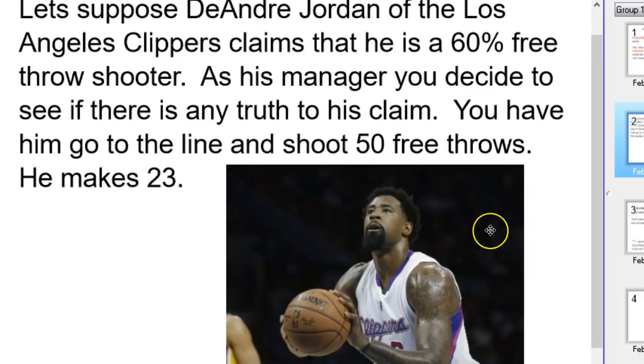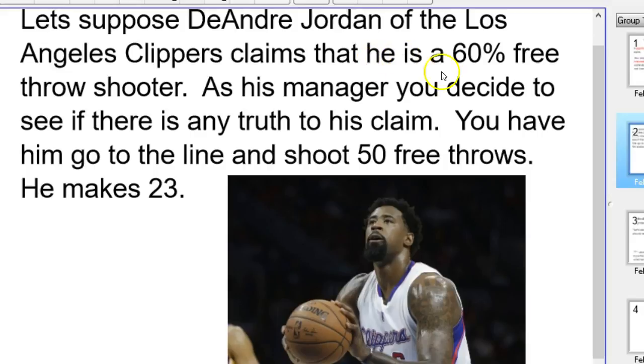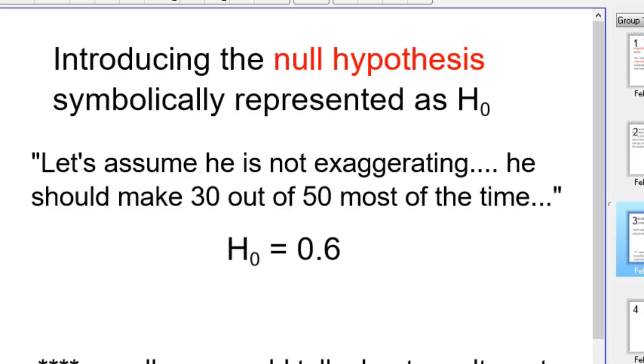As a manager, or as his manager, you decide to see if there's any truth to his claim. You have him go to the line and shoot 50 free throws. He makes 23 of them. So you might ask yourself immediately, well, is his claim true? I mean, is 23 out of 50 out of line when you're a 60% free throw shooter? In statistics, with a significance test, we can model this to see. And that's where you'd start.